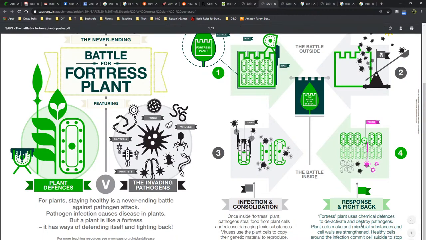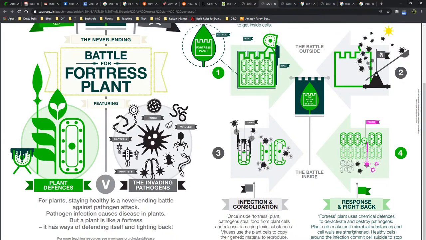So we've got here healthy cells around the infected one will literally kill themselves to try and stop the pathogen spreading. So we can have that as well. Okay.